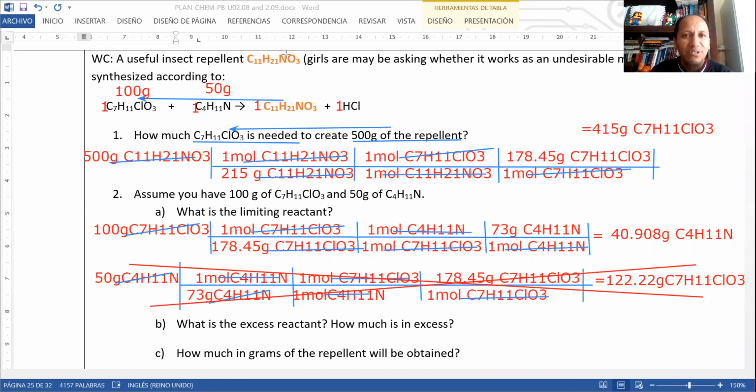So what do I mean by that? To change, because I love this color, all of this means that the first compound is the limiting reactant. So I'm going to write there, this is the limiting reactant. Why is that?